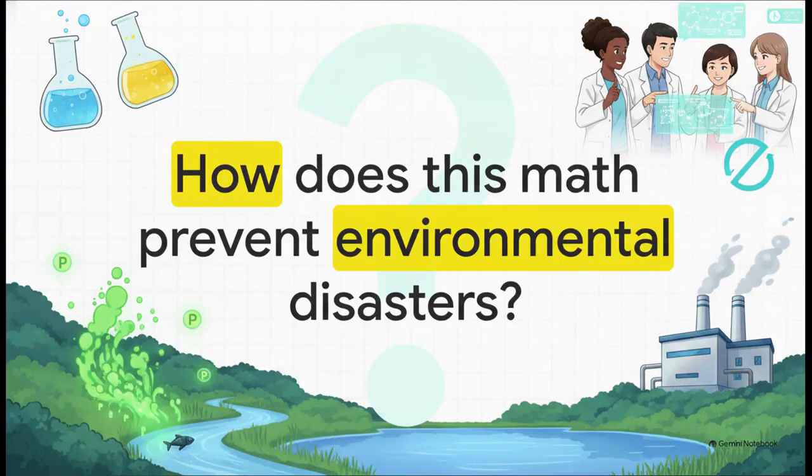But why does all this actually matter in the real world? How does this math prevent environmental disasters? Well, it's not just about passing an exam. Understanding exactly what is left over in a reaction is exactly how scientists engineer zero-waste chemical plants and protect our ecosystems from toxic runoff. If an industrial plant leaves too much excess reactant, like, say, phosphorus, it ends up in our waterways and causes these devastating algae blooms. By mastering this math, chemists ensure efficiency and protect the environment. So the next time you mix two things together, ask yourself, what is really getting left behind?